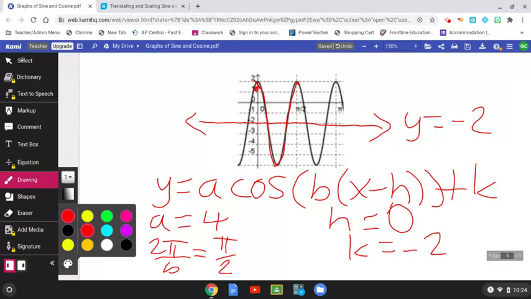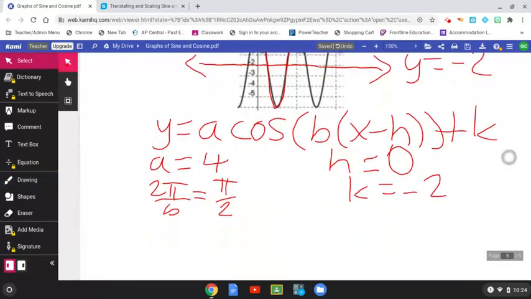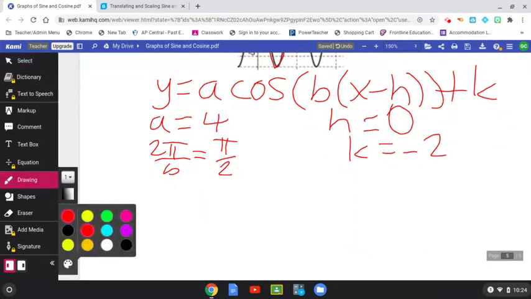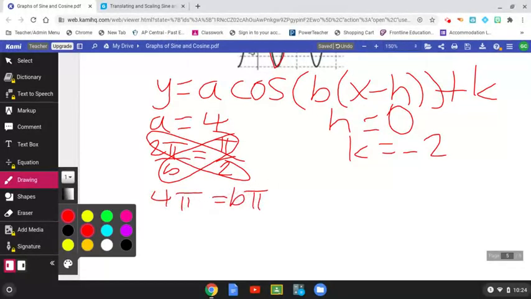To solve this, I would look at it as a proportion and cross multiply. Doing the little butterfly, I would get 4 pi equals b times pi. The pi's cancel, or technically simplify to 1. But anyway, we end up with b equaling 4.